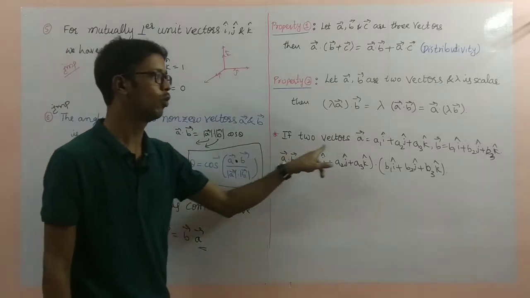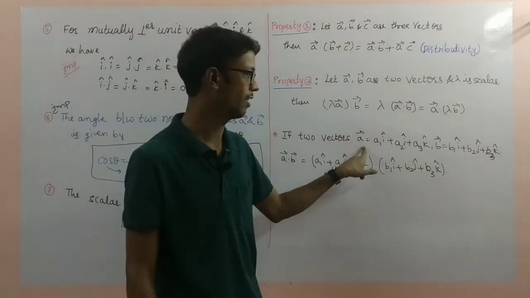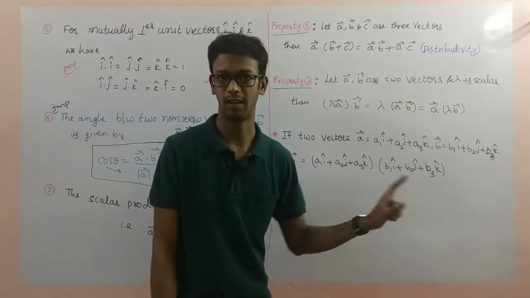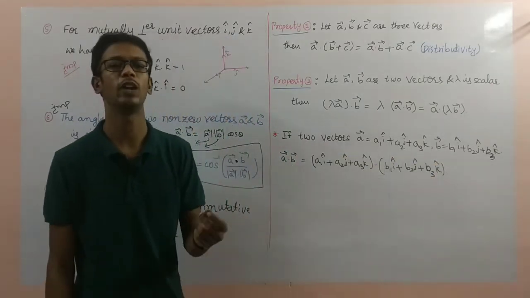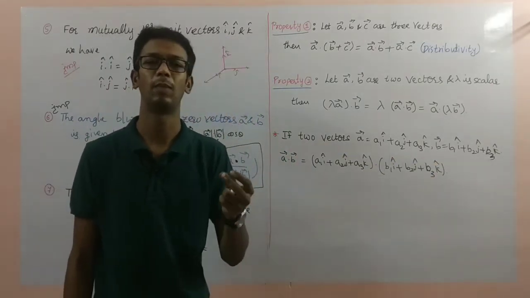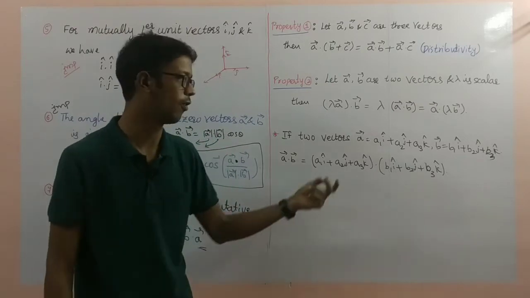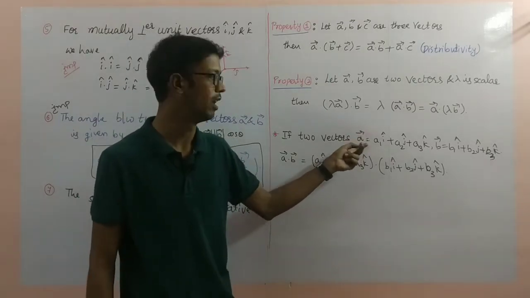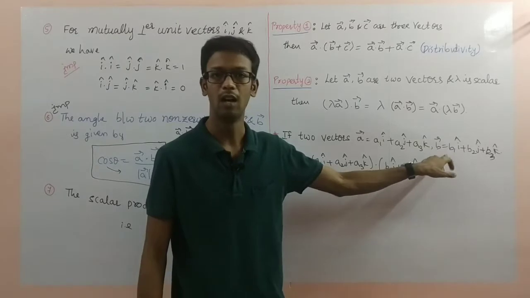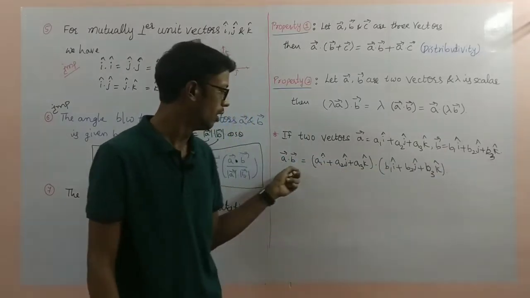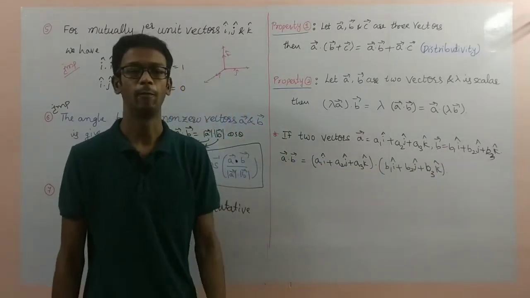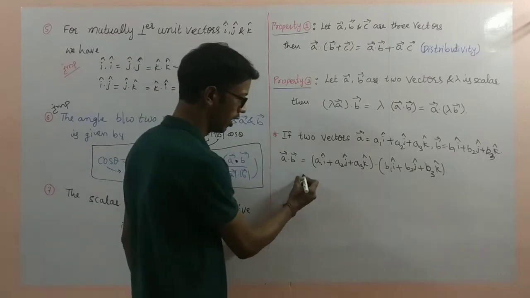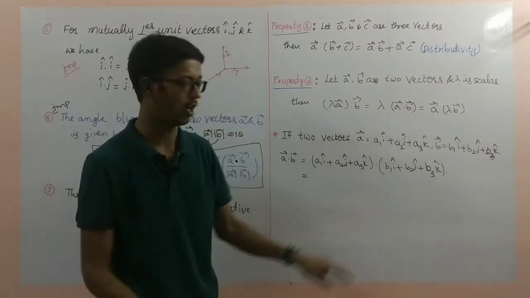Next, if two vectors are in component form, this is called a component form. Component form is nothing but x i cap plus y j cap plus z k cap form. That is a component form. A bar dot B bar, two component forms, the dot product you have to find. How to find the dot product here? I wrote already the dot product.